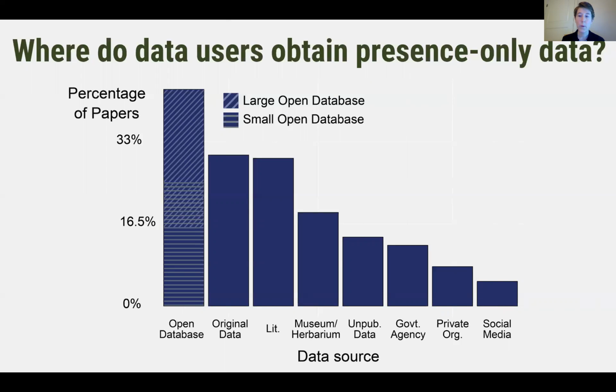So we see here that 43% of papers accessed at least some of their data from open sources. The second most common source is original data collected by the study authors, followed by the literature, museums, and so on. So we already see that interest in presence-only data isn't only increasing because of the open sharing of citizen science and historical data. That's a big part of the story, but there's clearly more going on. Our next question then was whether many of the articles accessing data from these non-open sources were then openly sharing the data after publication.